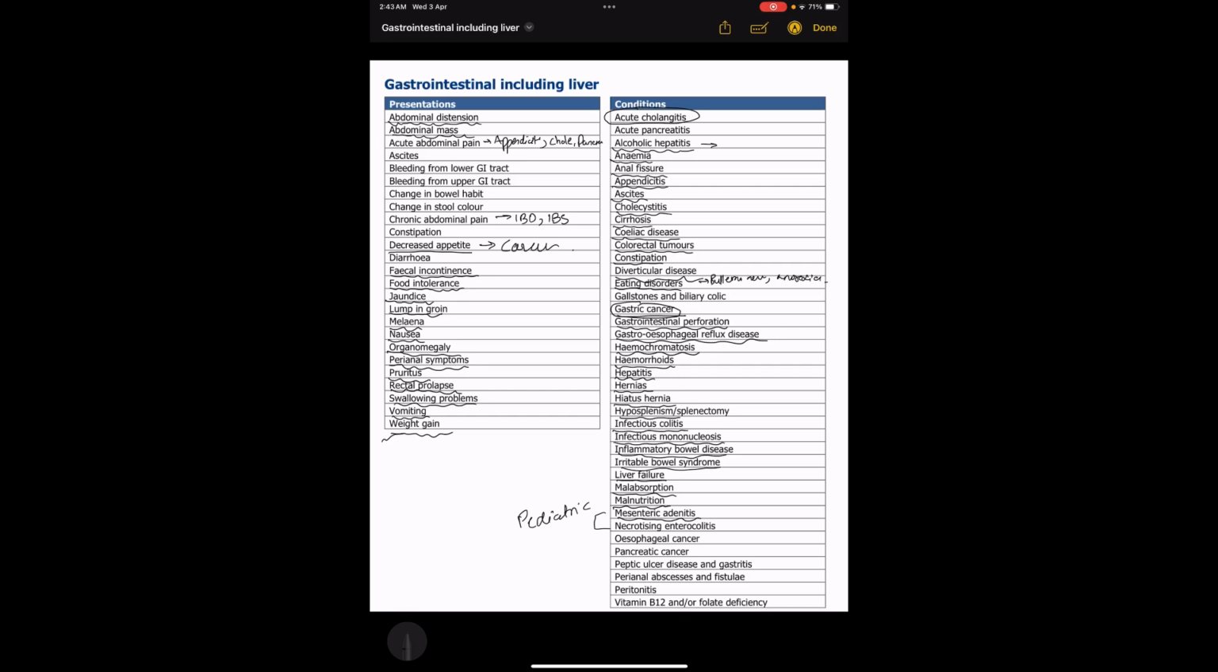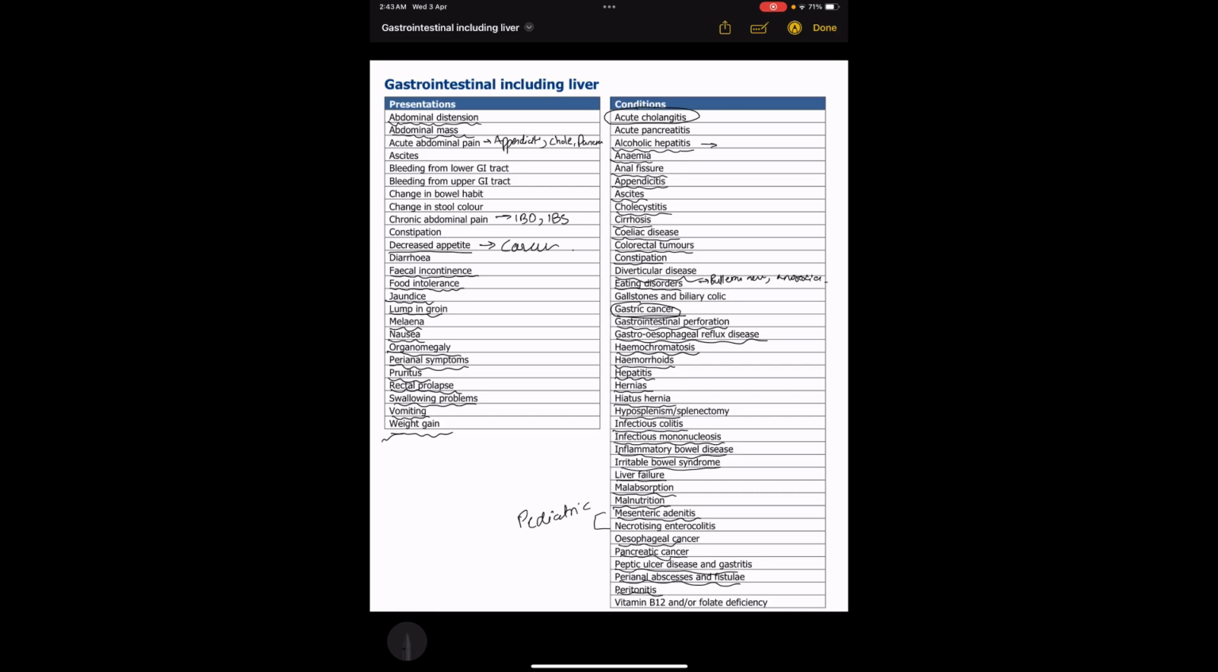Whereas necrotizing enterocolitis, it is the bloody stools, the feed intolerance, and there will be bile colored vomits. As for pancreatic cancer, we have discussed it, same as well. There will be a palpable gallbladder, and there will be the same pancreatitis symptoms, along with fever, loss of appetite, and loss of weight. Peptic ulcer disease, we have discussed. Perineal abscess fistula, we have discussed.